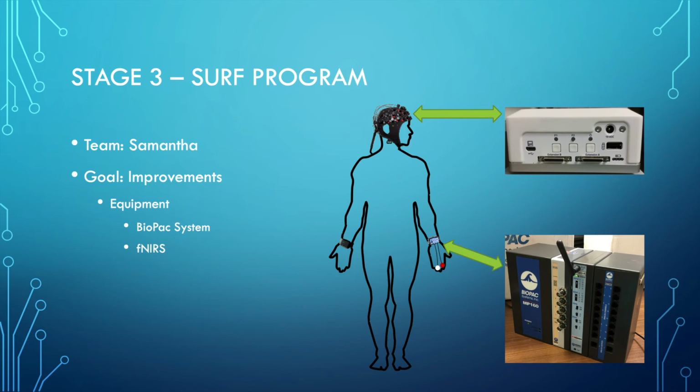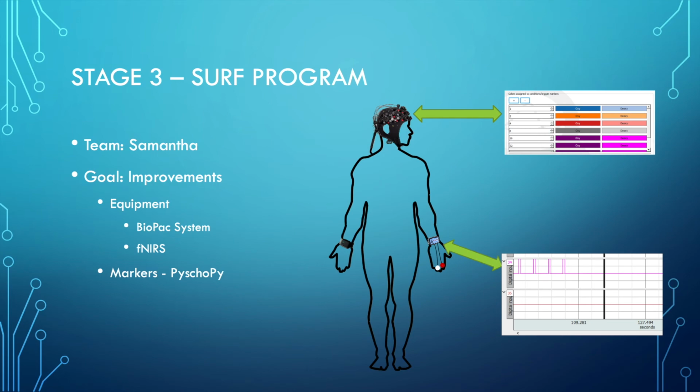One of the major hurdles we had during the previous stages was markers. Instead of having markers inputted into our information, we used video footage to get our markers. During the final stage, I decided to use the PsychoPy software to send out markers to each piece of equipment. The next improvement I made was to the experiment itself.